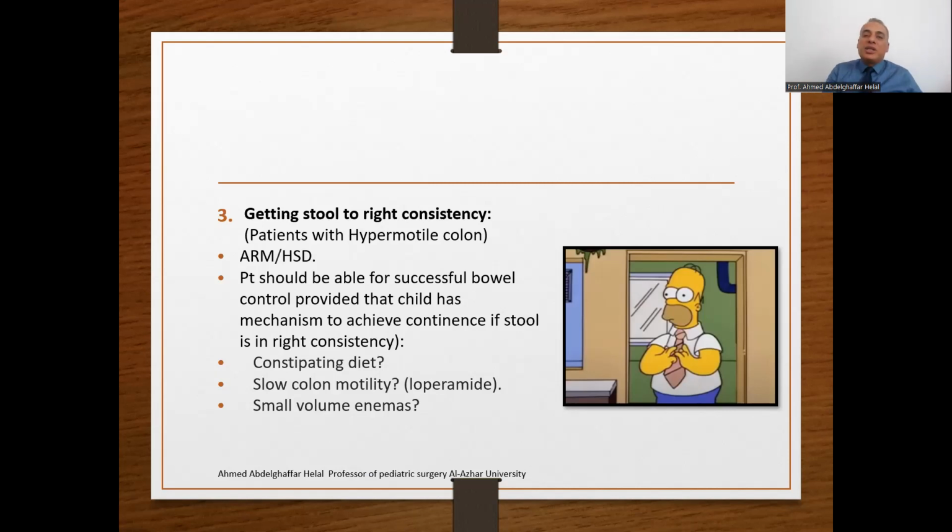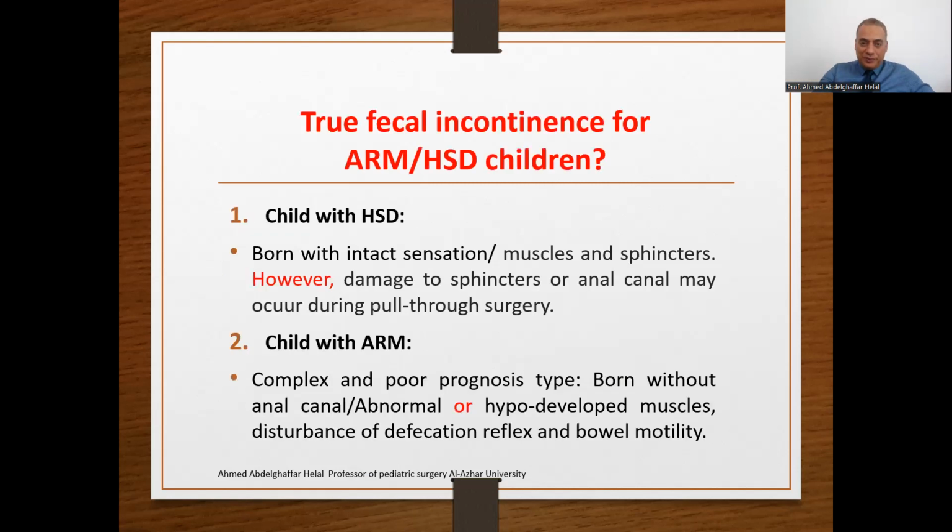True fecal incontinence means that the sphincter or muscles are destroyed, or there is no nerve supply, or it is denervated. So getting the stool to the right consistency will not help these children. However, this will be helpful if the child has a potential for bowel control. For those complaining of increased motility, hypermotile colon, we can prescribe a constipating diet, slow down the colon motility with some medication such as loperamide, and sometimes small volume enemas may be required. These principles of the treatment are very important.